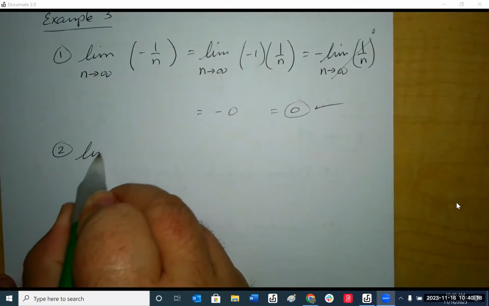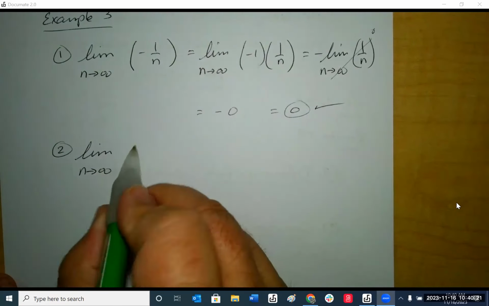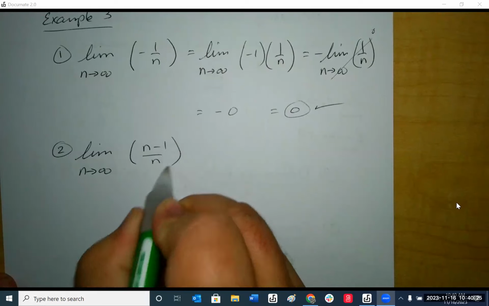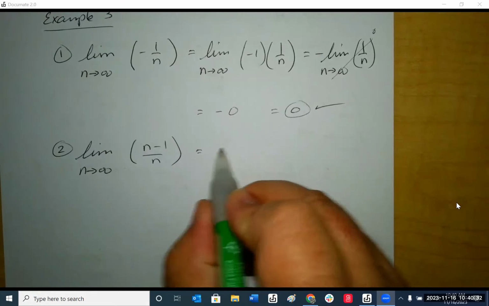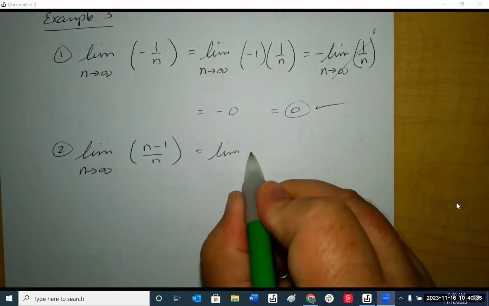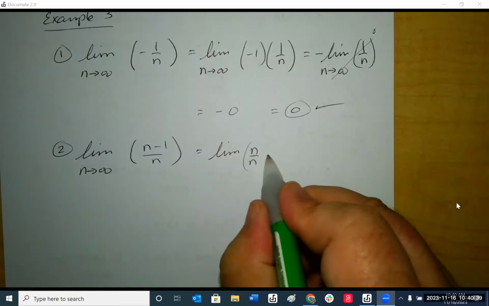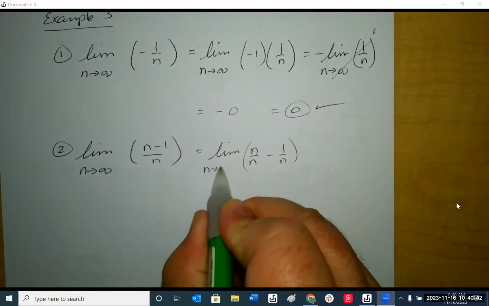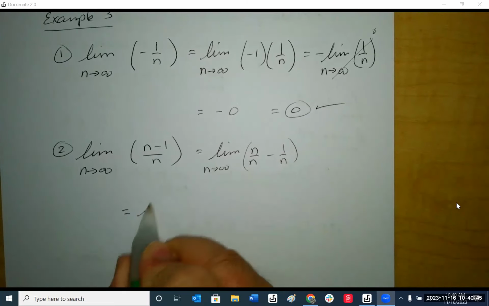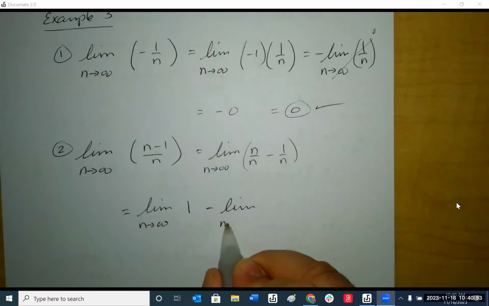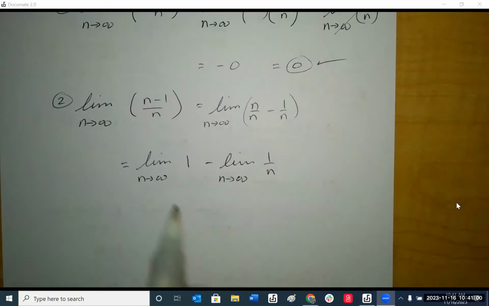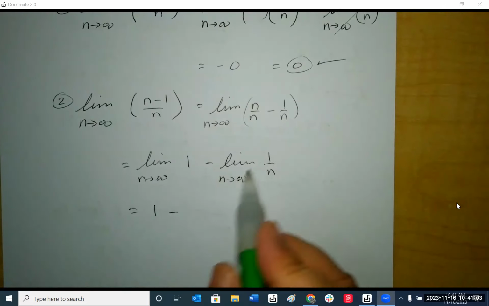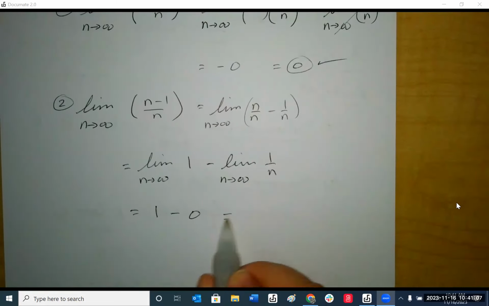Number 2 says limit as n approaches infinity of n minus 1 over n. With this one, I could split these up. I could do n over n minus 1 over n. So the limit of 1 minus the limit of 1 over n. The limit of a constant is a constant. We learned this 1 over n goes to 0, so the answer is 1.